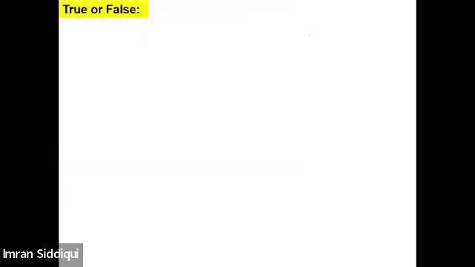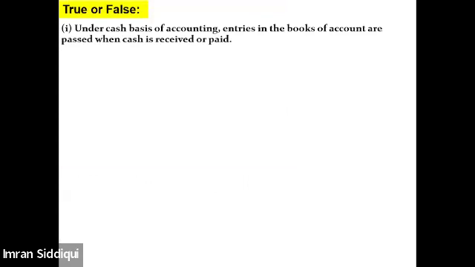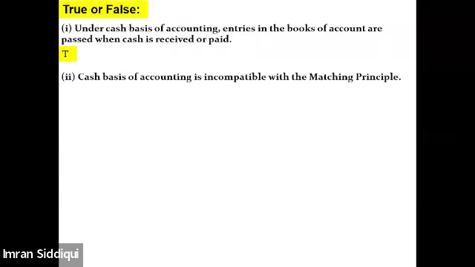All right, so we have a few true or false questions as well. You need to identify whether these statements are correct or incorrect. The first statement: under cash basis of accounting, entries in the books of account are passed when the cash is received or paid. Is that a right statement or a false statement? True or false? Tell me, any one of you. Yes, indeed, this is a true statement. Under cash basis accounting, entries are recorded in the books of account when cash is received or paid.